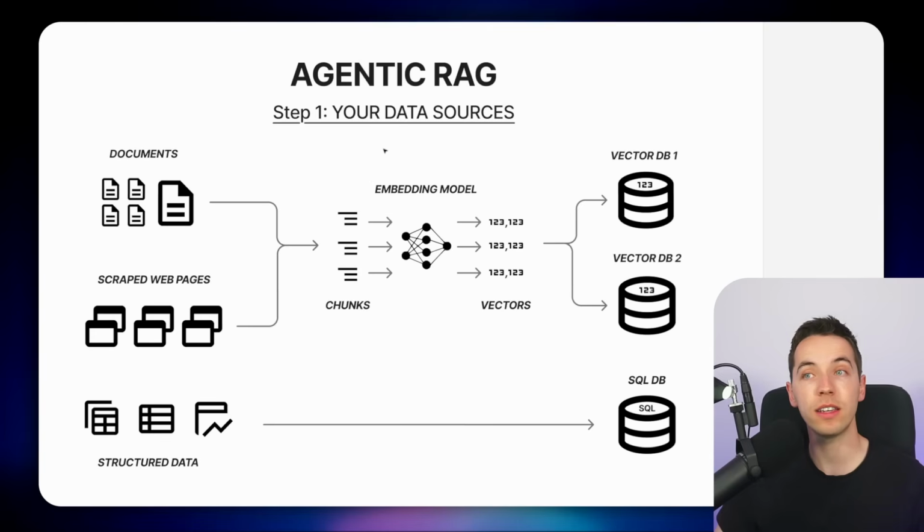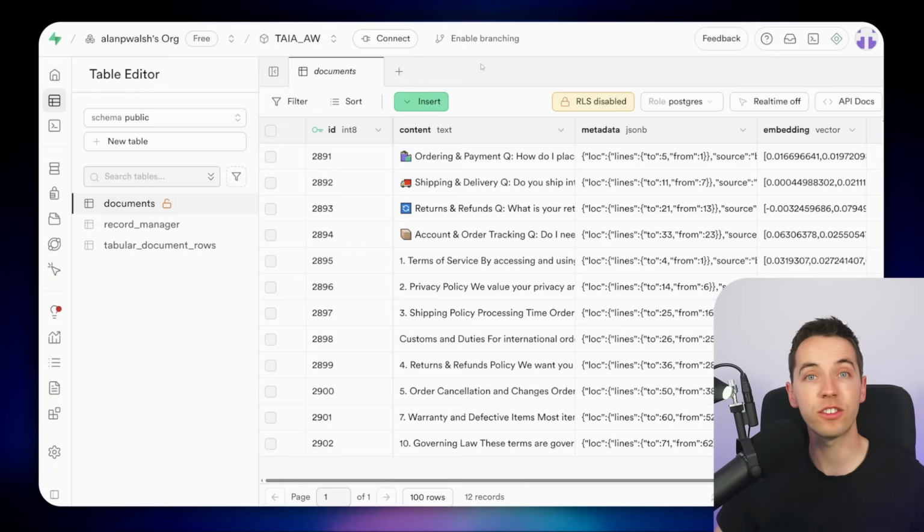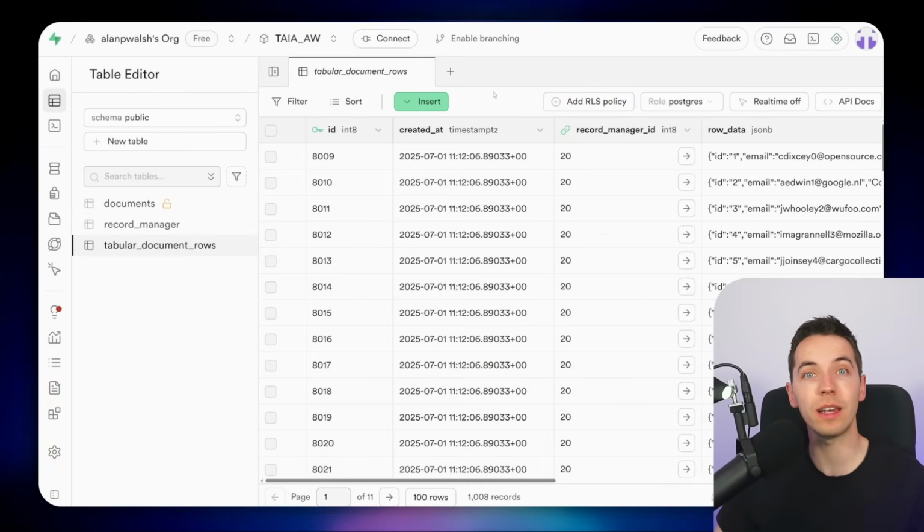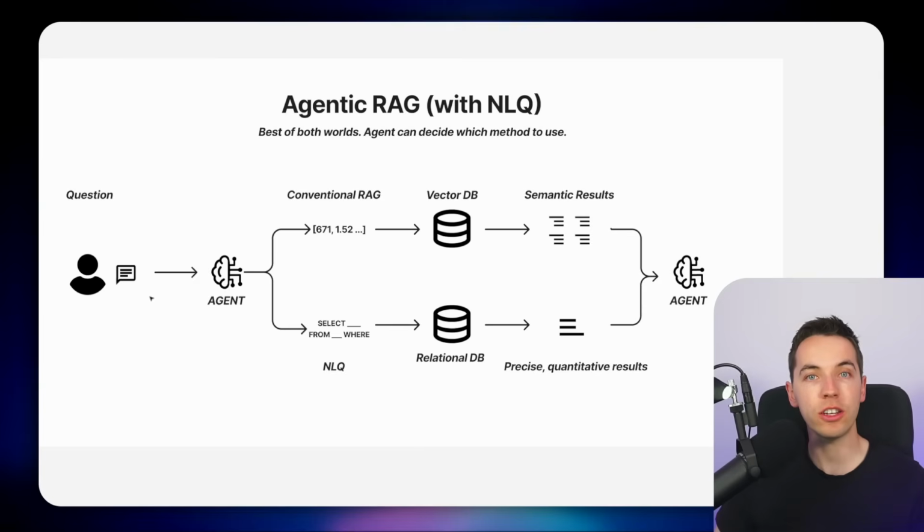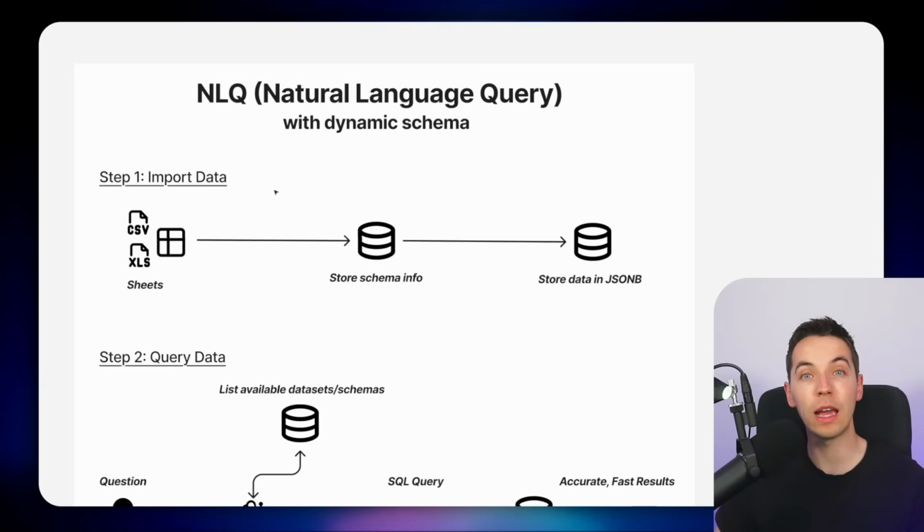An alternative to this is to use agentic RAG. So instead of storing all of our company data in a vector database, we can choose to store certain structured data within a standard relational database. If you're using Supabase, both of these can be stored within the same project. When we ask the agent a question, it can choose to either get semantic results from our vector database, or it can get precise quantitative results from our structured data using NLQ. NLQ stands for Natural Language Query.